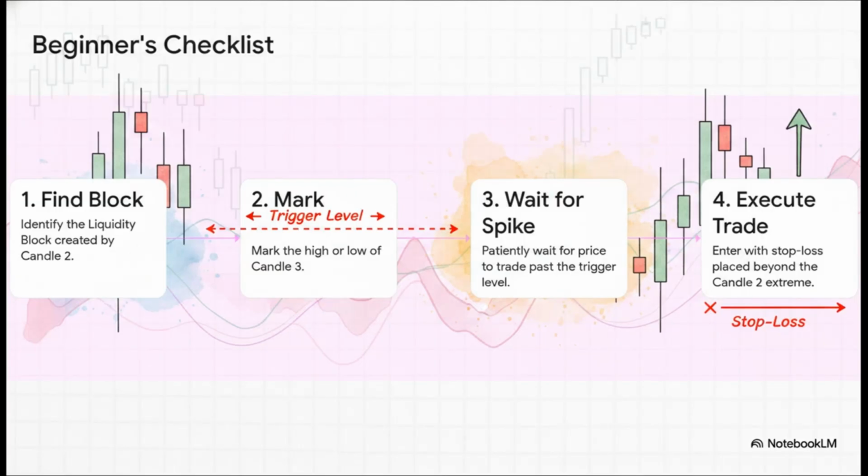So to help you stay disciplined, here is a dead simple checklist. Just follow these 4 steps. 1. Identify the liquidity block created by candle 2. 2. Mark your trigger level. That's the low or high of candle 3. 3. Patiently wait for the price to spike past that level, and then, and only then, step 4, execute the trade with your stop loss already in place. Follow these 4 steps every single time.